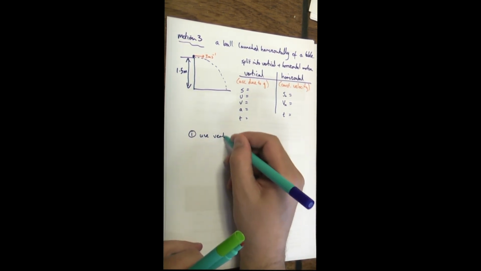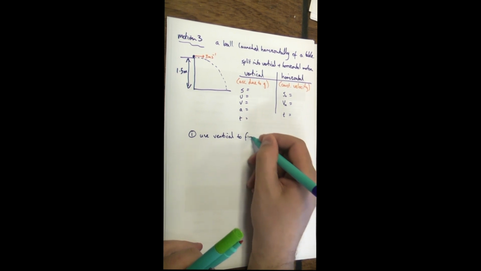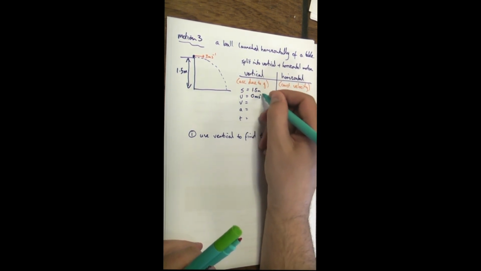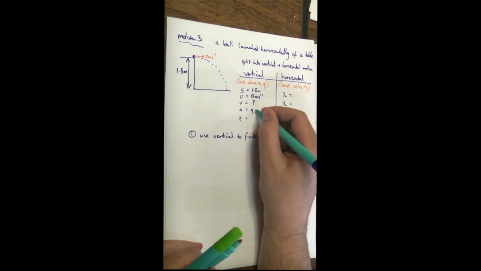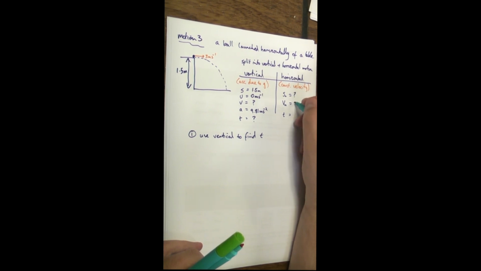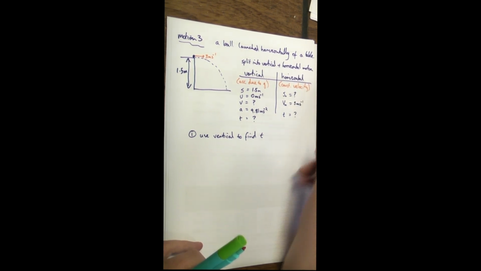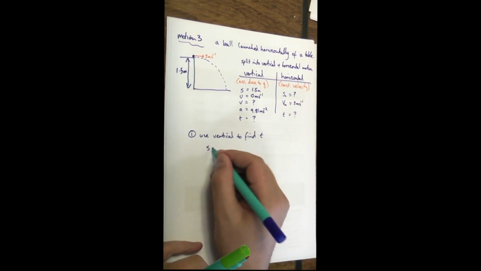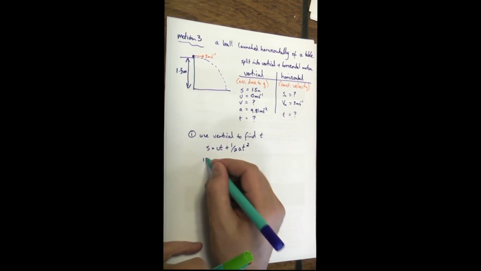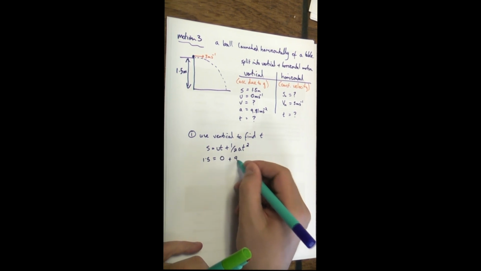So first of all, let's say we're going to try and work out the horizontal range. First we need to use the vertical motion to find the time it's in the air for. So we write down what we know. We don't know the end velocity and we don't know the time, but we do know that it starts off at 0 meters per second downwards. So we use an equation without v, so s equals ut plus a half at squared.